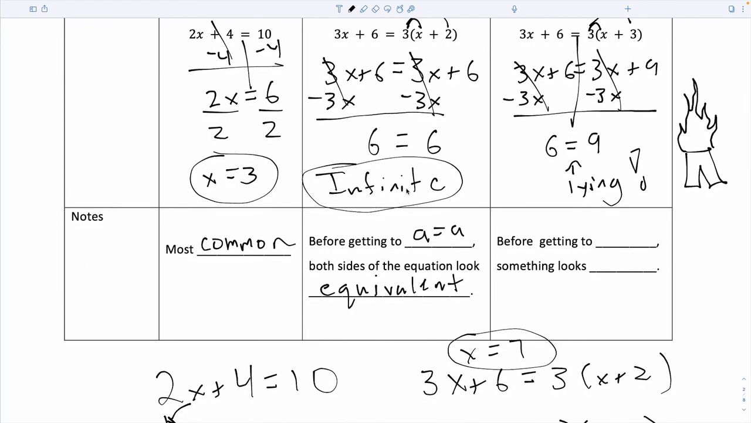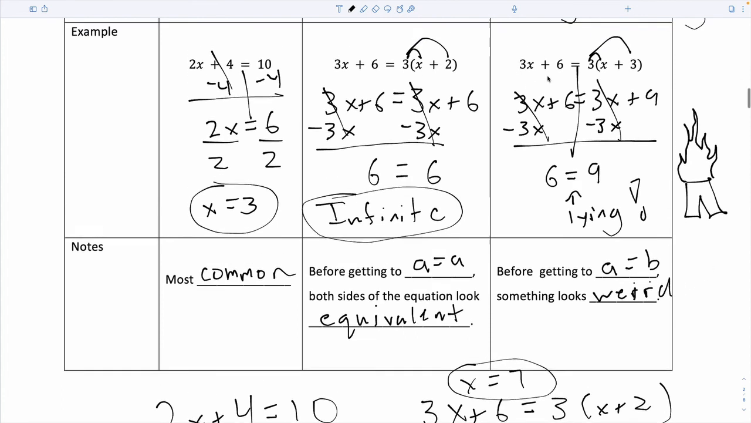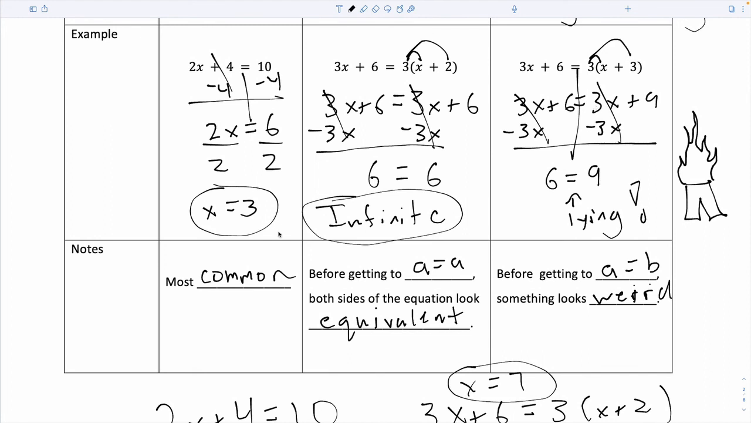So before getting to a equals b, something is going to look weird. Something looks weird in these problems. And I saw 3x plus 6 equals 3x plus 9. Well, I know automatically those 3x's cancel, and that can't equal. So something looks like it's a little off. This is no solution. Let's write no solution on there. I took up too much space drawing my pants. Darn it. Write no solution.